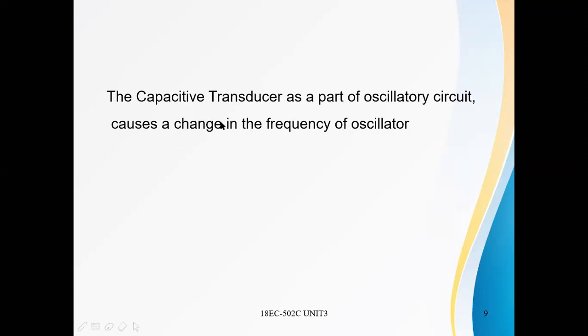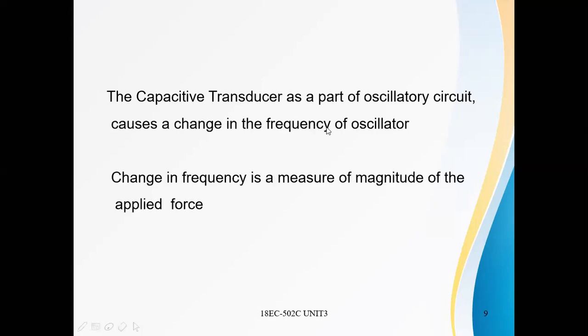This change in capacitance changes the frequency of the oscillator. The change in frequency is a measure of the magnitude of the applied force. That means if this capacitive transducer is used in an oscillatory circuit, there is a change in capacitance, so definitely there will be a change in the frequency. X equals 1 by 2 pi FC. Right, that means there is a change in the frequency.